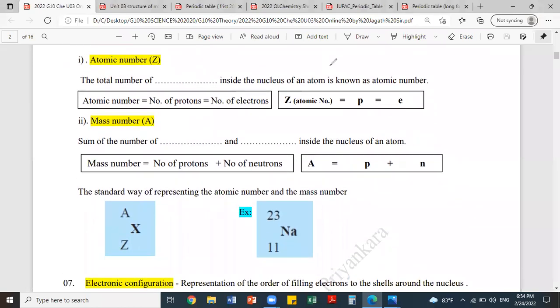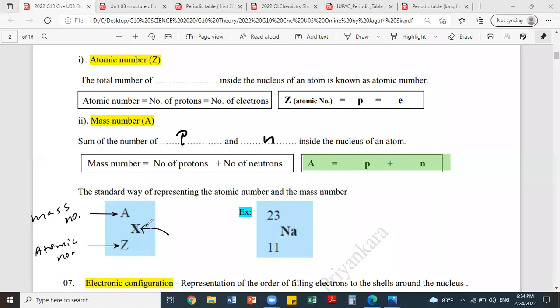Okay, I told you the mass number is equal to the sum of the number of protons and neutrons inside the nucleus. So please label symbol 1 in this diagram. This capital A is known as the mass number, and capital Z is known as the atomic number. And X will be the symbol of the element.